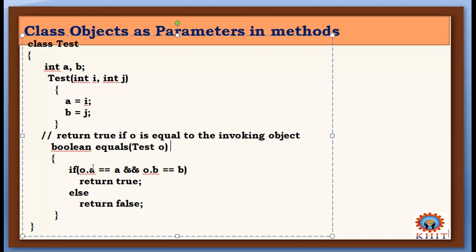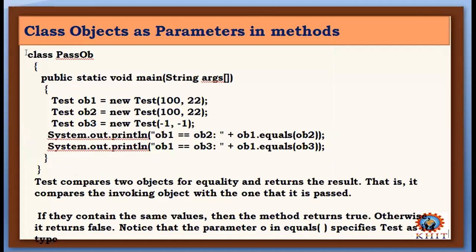So o.a is equal to a and o.b is equal to b. If both the values are equal, then return true, else return false. So you need to observe that you are passing an object to the method called equals. This object, where did we create it? We'll create this in the main method.